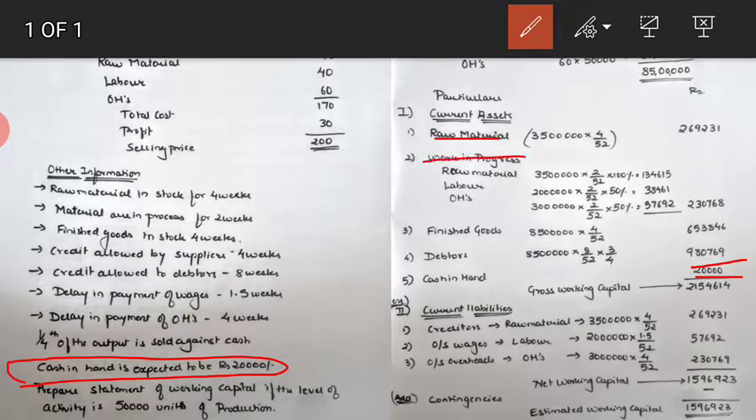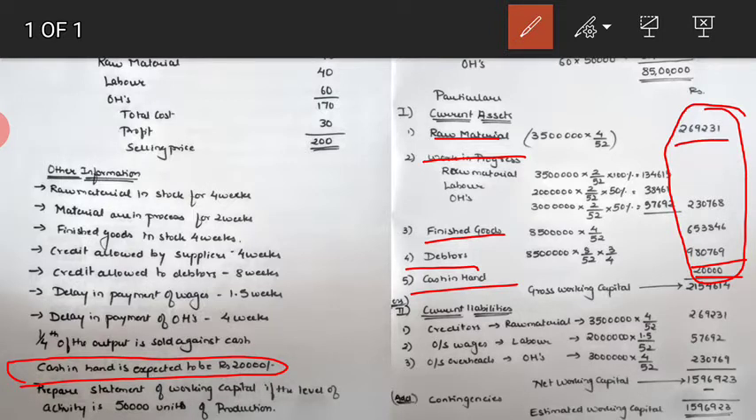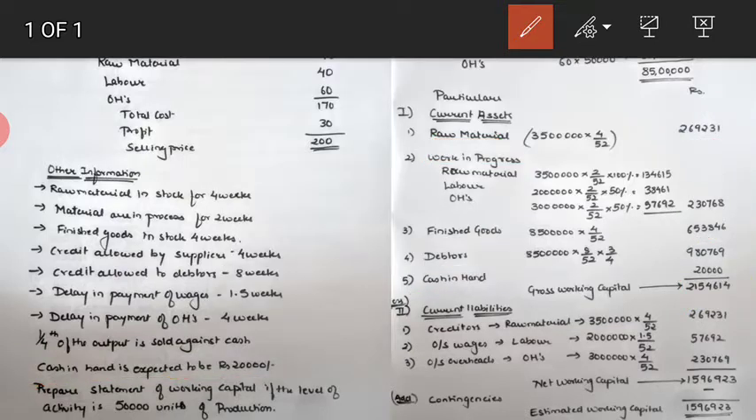So we have raw material, work in progress, finished goods, debtors and cash in hand. So once we take all the current assets, we have to take the total of this. That is 2,69,231 plus 2,30,768 plus 6,53,846 plus 9,80,769 plus 20,000 gives us 21,54,614. So your gross working capital is 21,54,614.